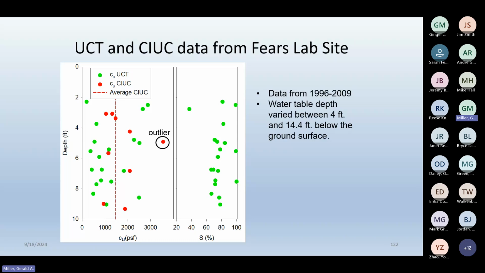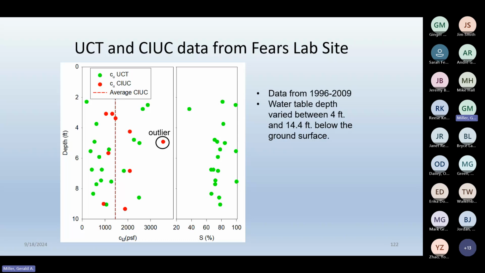So over the years, we gathered a fair amount of data. And on the left, you see the unconfined compression test data as a function of depth, the green dots. And then you see the CIUC data.